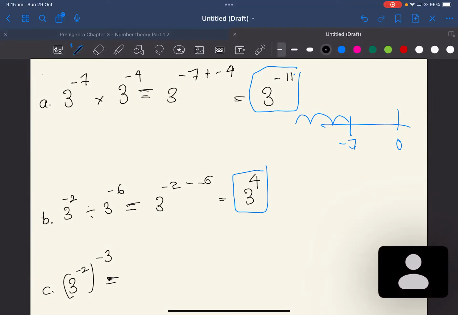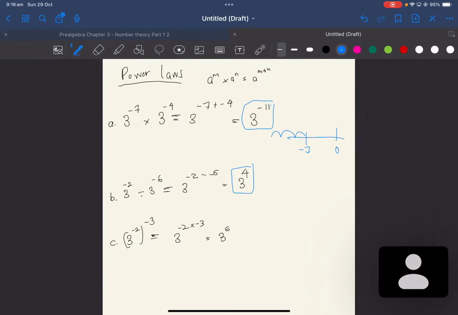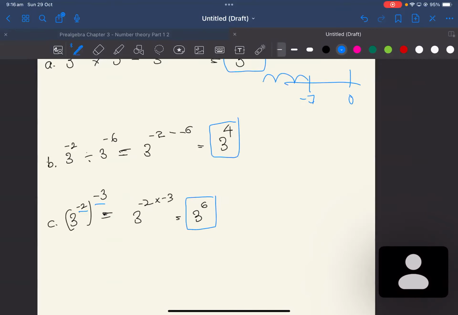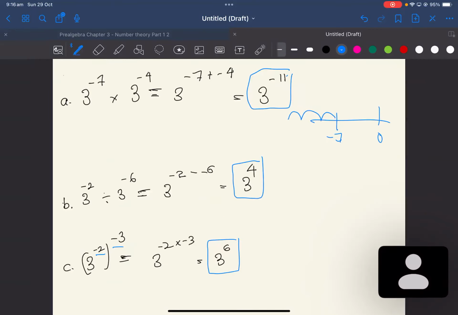And finally, this one's easy. Power of powers multiplication. There's 3 to the power of -2 times -3, which is 3 to the power of +6. When it's a power of a power, you multiply the powers. Negative times negative cancels, becomes positive, +6. So that equals 3 to the power of 6. You don't need to find what the number is, just leave it.